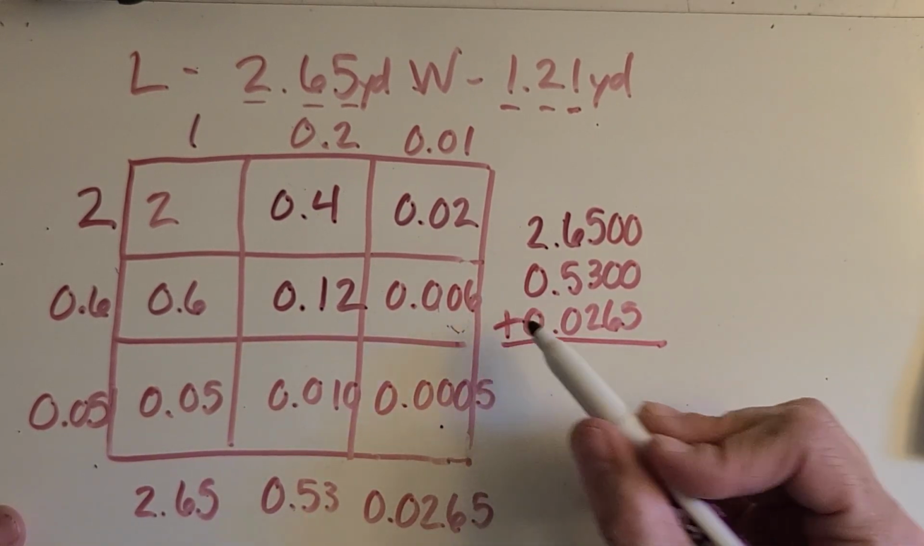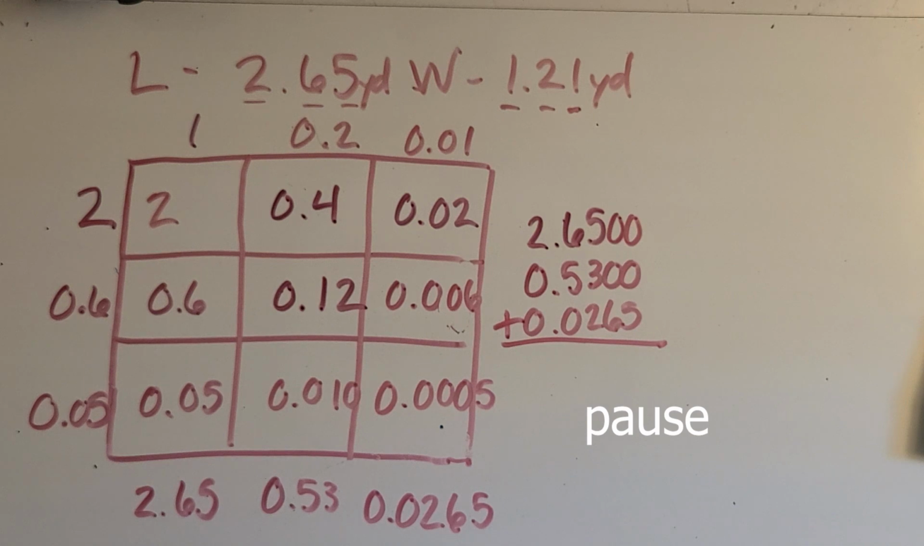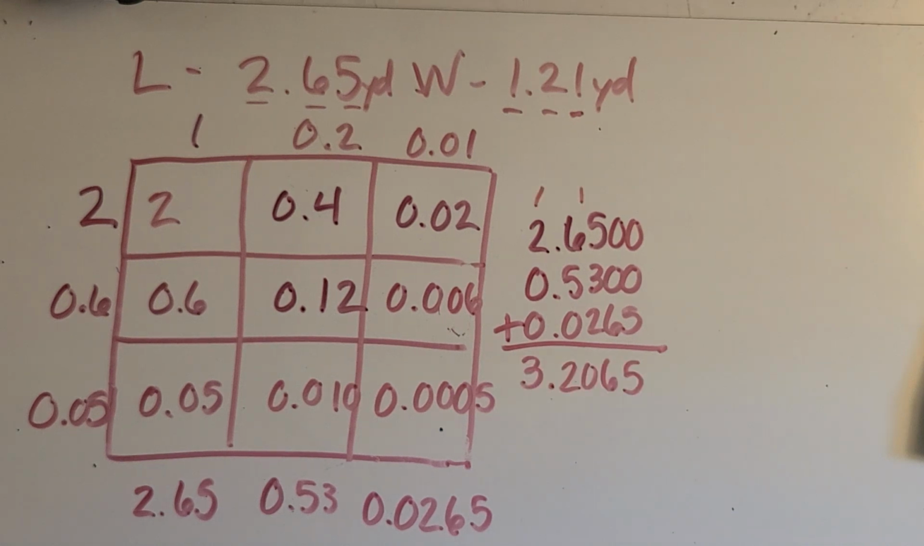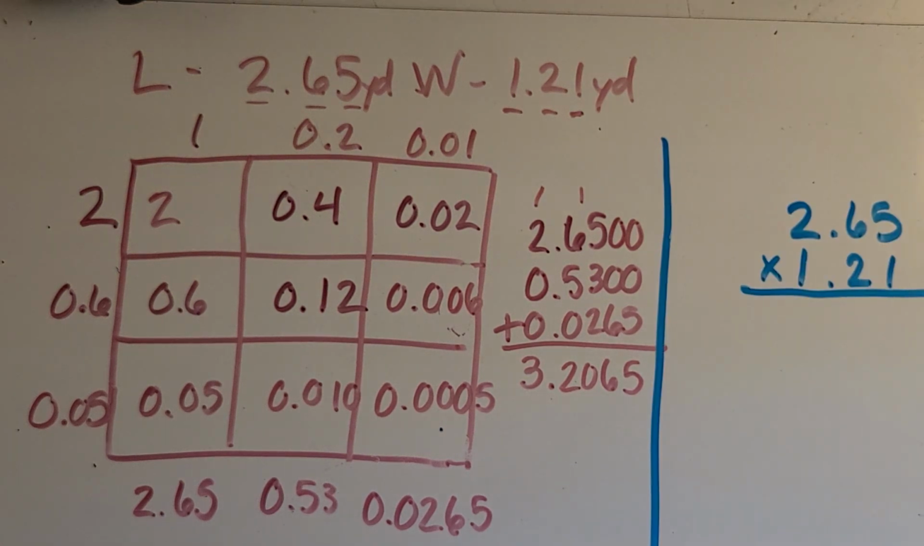Okay. Why don't you pause the video again, get the total product. All right, so I'm getting 3 and 2,065 10,000ths. All right, so now let's try the standard algorithm.